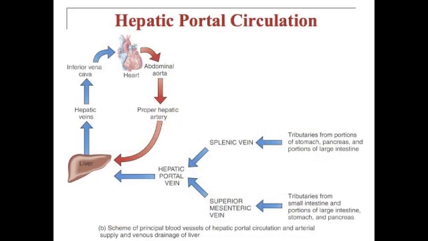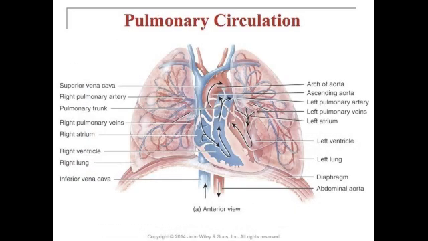And this is page 834, figure 21.29 continued. This is just a generic diagram of the hepatic portal circulation. So on the next slide, figure 21.30 on page 835, the pulmonary circulation brings deoxygenated blood from the right ventricle to the lungs and returns oxygenated blood from the lungs to the left atrium.